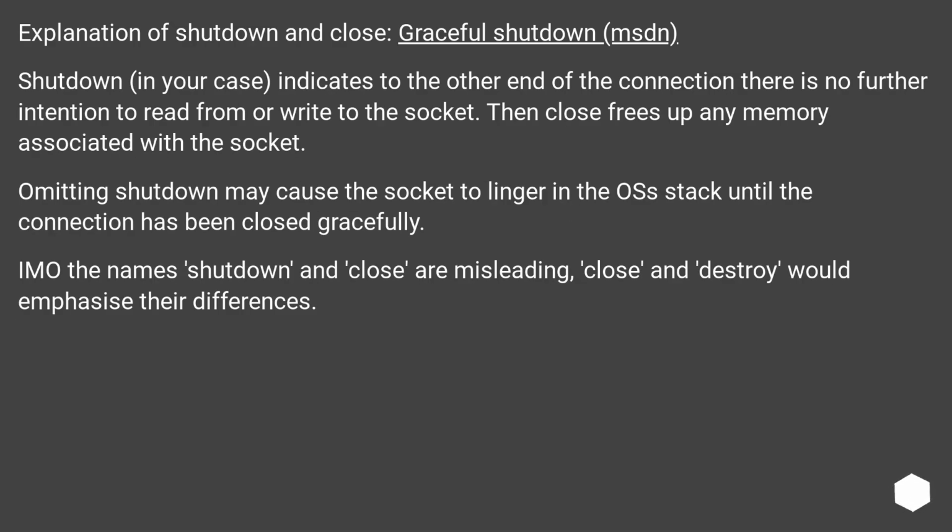Explanation of shutdown and close. Graceful shutdown, MSDN. Shutdown, in your case, indicates to the other end of the connection there is no further intention to read from or write to the socket. Then close frees up any memory associated with the socket. Emitting shutdown may cause the socket to linger in the OS stack until the connection has been closed gracefully. The names shutdown and close are misleading. Close and destroy would emphasize their differences.